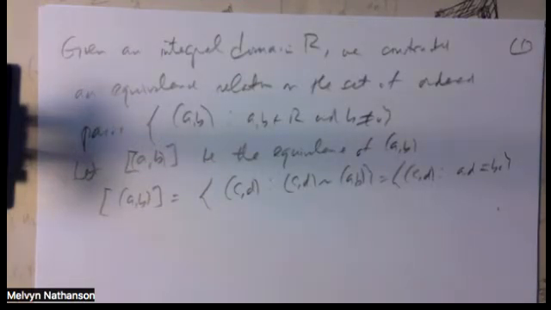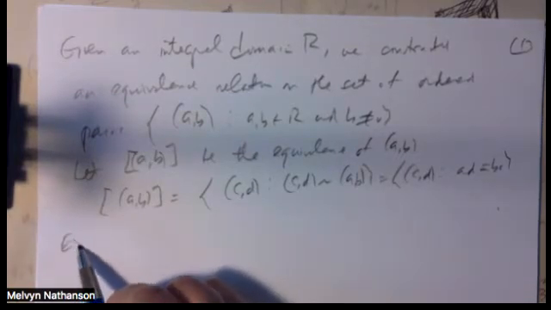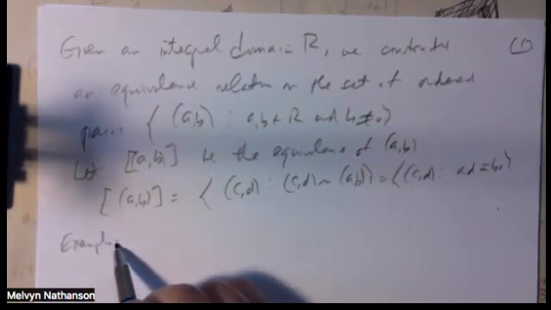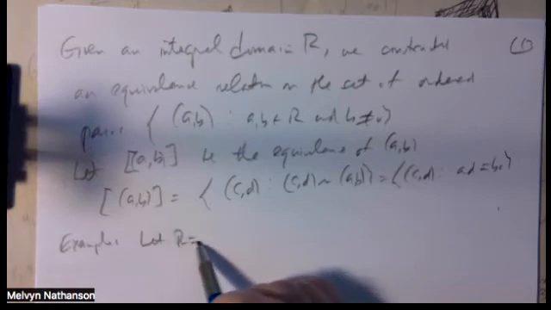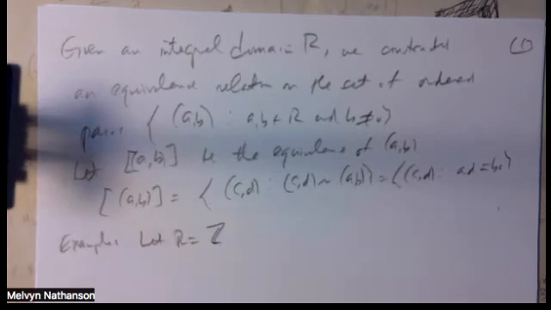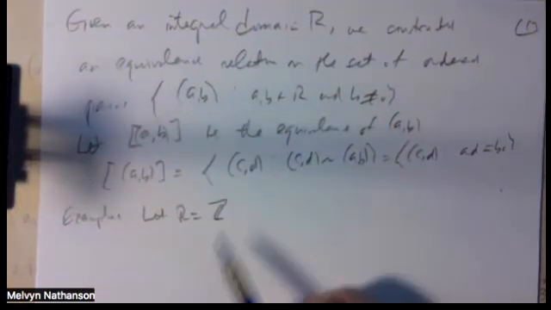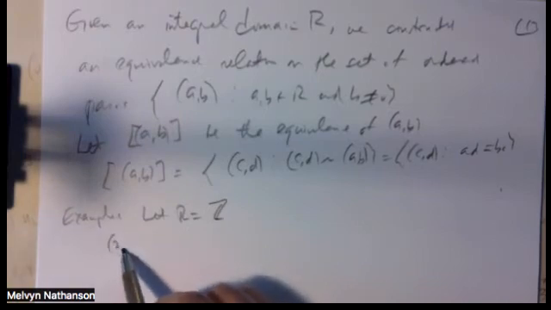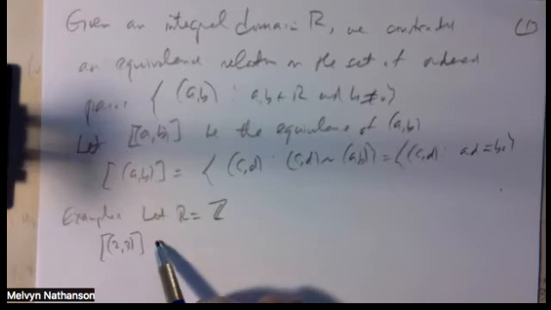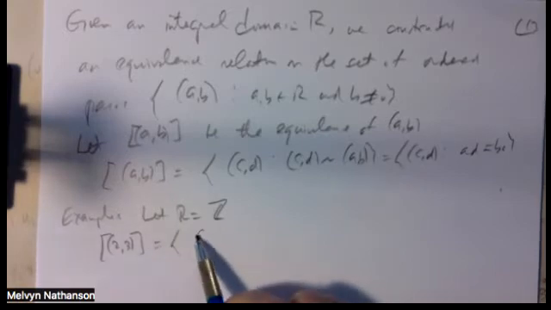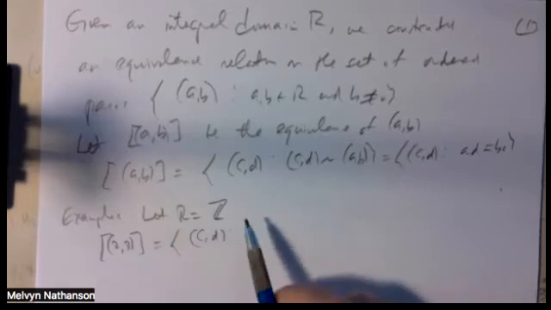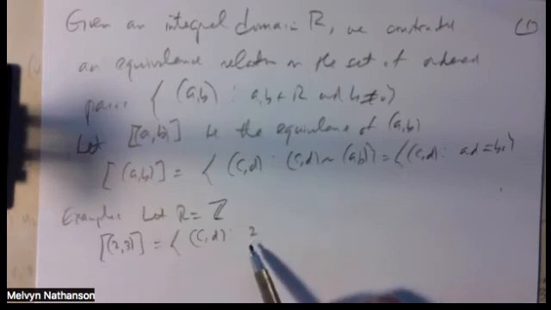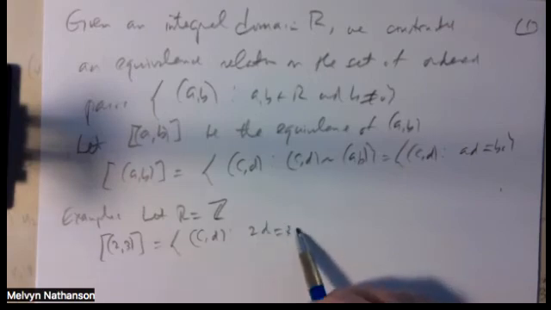So let's look at some examples. Suppose I take R to be the ring of integers. What is the equivalence class of 2/3? So this is all ordered pairs CD such that 2D equals 3C.